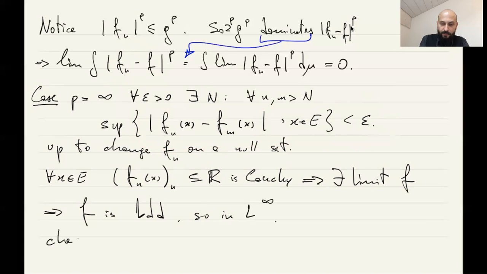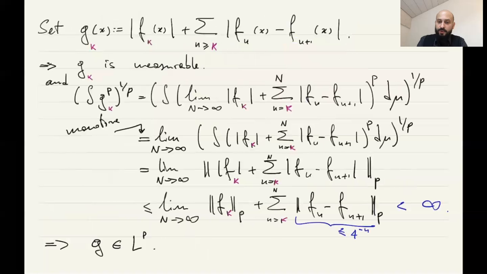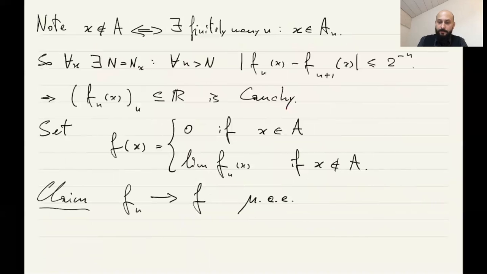Now I leave for you to check that fn minus f in norm infinity converges to 0. So to summarize this proof, what we did is to show that a Cauchy sequence in LP converges to a function in LP. We use the fact that evaluated at a point, this gives a Cauchy sequence in the real line to construct a function. And then we get a dominated bound for the functions and for the difference to show that the convergence is also in LP.